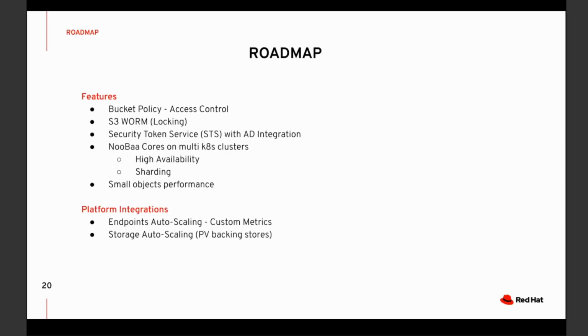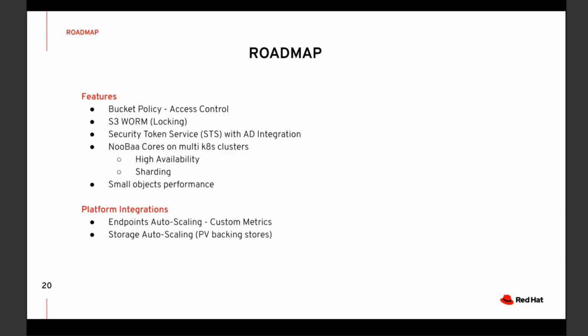And we want to do storage auto-scaling. So we have, for on-prem, or not even just on-prem, PV backing stores, so we can use existing storage. We want to have auto-scaling for that as well. So once storage runs out, we can simply spin up another pod, another PV, and increase the storage, obviously if the admin enabled it.